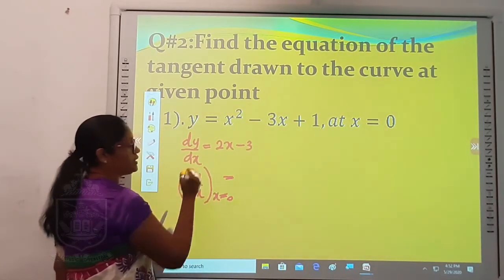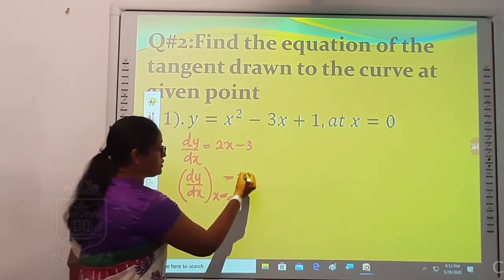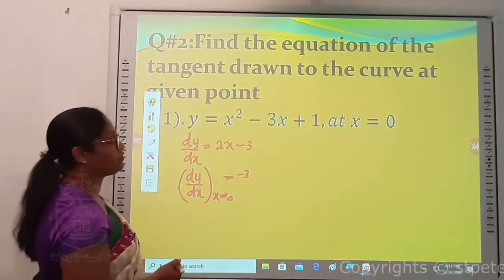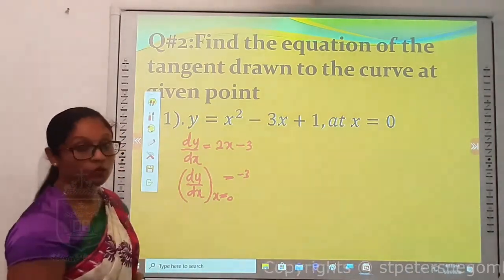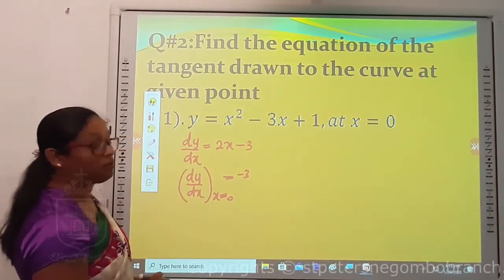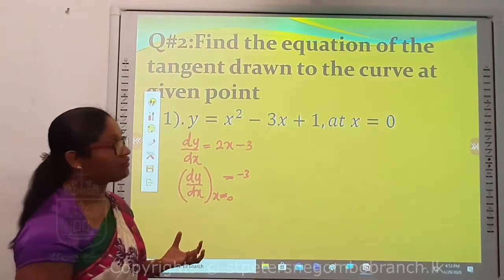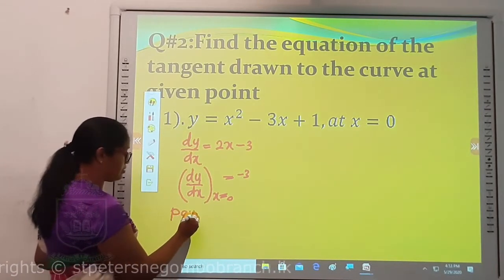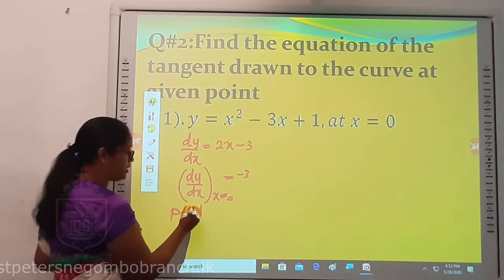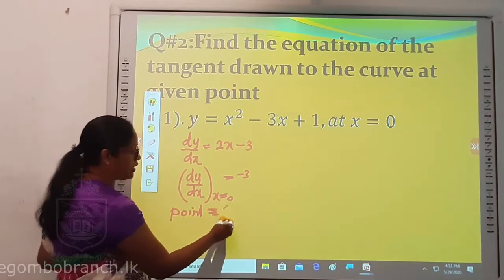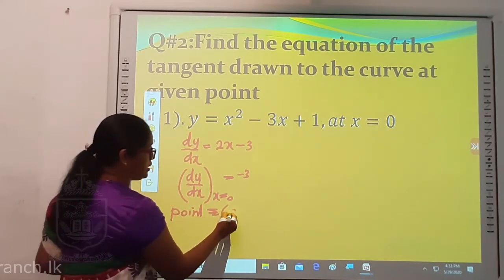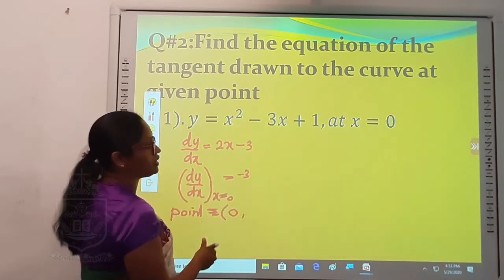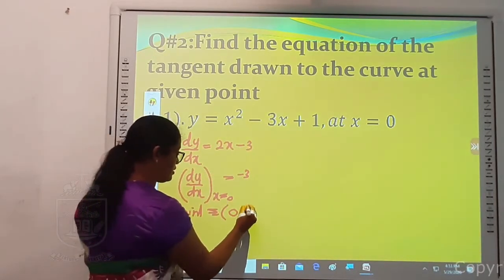So once we replace 0 here, we get the answer 3, right? So here we found the gradient of the tangent. Now we will just have the idea about the respective coordinates of that point. So here the point, I am just writing the coordinates. The x coordinate is 0. Once we replace 0 in the function, we get the y coordinate, that is 1, right?